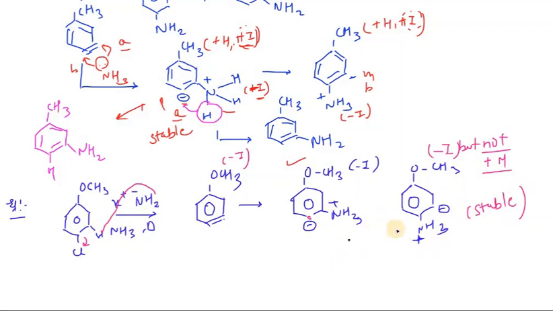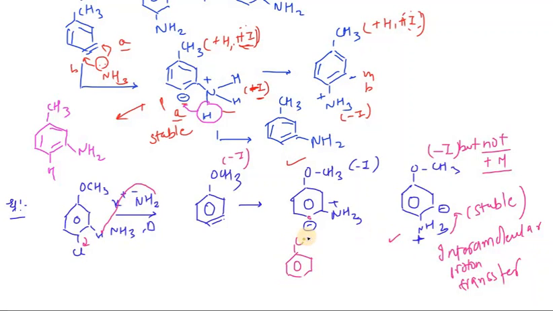When it is stable here, again there will be an intramolecular proton transfer, which is very fast compared to intermolecular proton transfer. So the final product we obtain is the one where the amino group is at the para position, which is known as direct substitution.